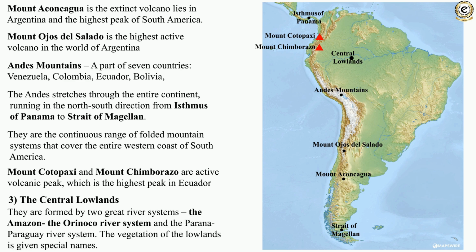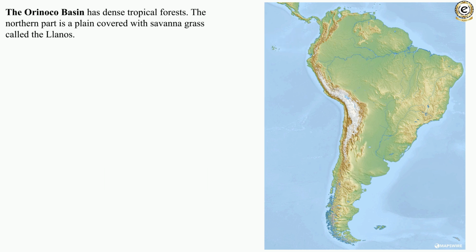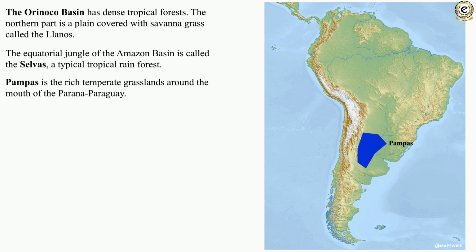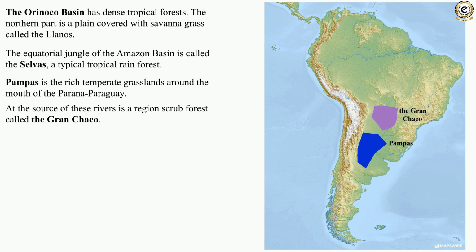Now, the central lowlands. The central lowlands are formed by two great river systems, the Amazon, the Orinoco, and the Parana, Paraguay. The vegetation of the lowlands is given special names. The Orinoco Basin has dense tropical forest. The northern part is a plain covered with savanna grass called the llanos. The equatorial jungle of the Amazon Basin is called selvas, a typical tropical rainforest. Pampas is the rich temperate grassland around the mouth of the Parana, Paraguay. At the source of these rivers is a region of scrub forest called the Gran Chaco.